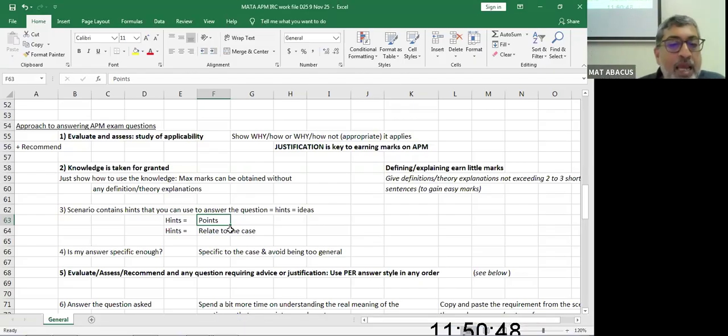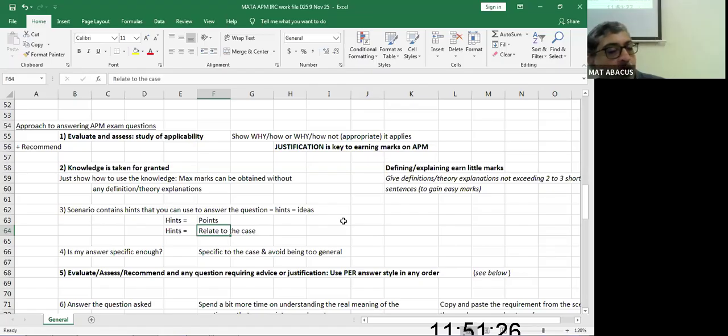And of course, the R relates to the case. When you're relating to the case, a lot of times, again, there is information in the case, sometimes in the appendices, where they give you the information. And you can use that information to relate to the case to show where it's happening, or how it's happening. Is my answer specific enough? When you're practicing, you need to ask yourself, is my answer specific to the case, the scenario, or is it too general? The marker's way of deciding whether an answer is too general is whether it could apply to any case.